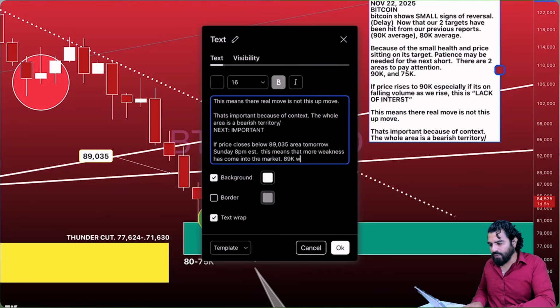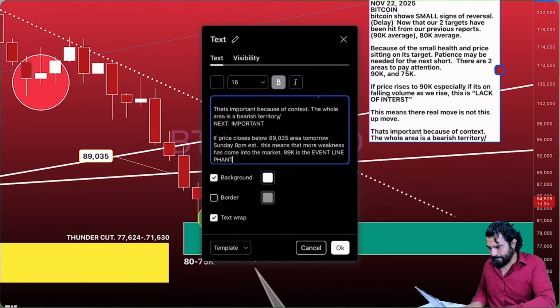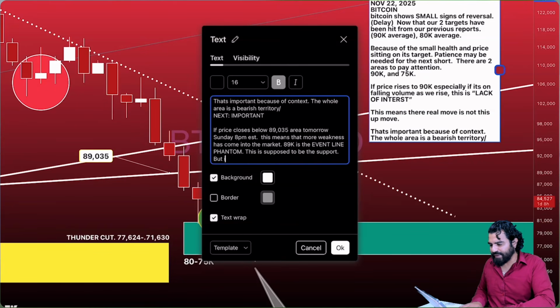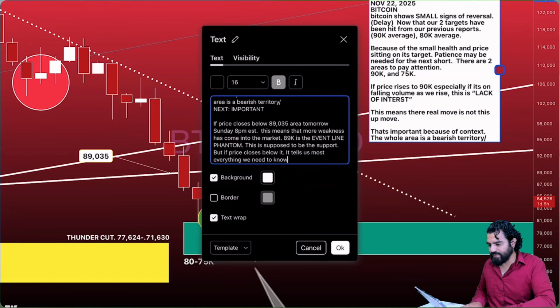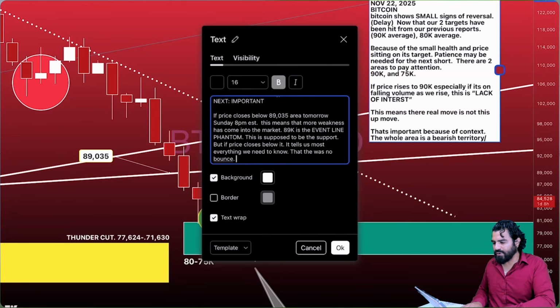89K was the event line, or I should say is the event line, Phantom. This is supposed to be the support. But if price closes below it, it tells us most everything we need to know: that there was no bounce or reversal.